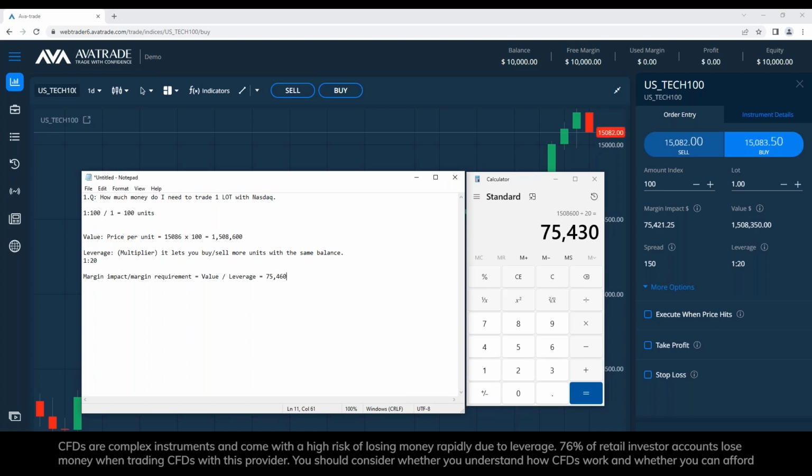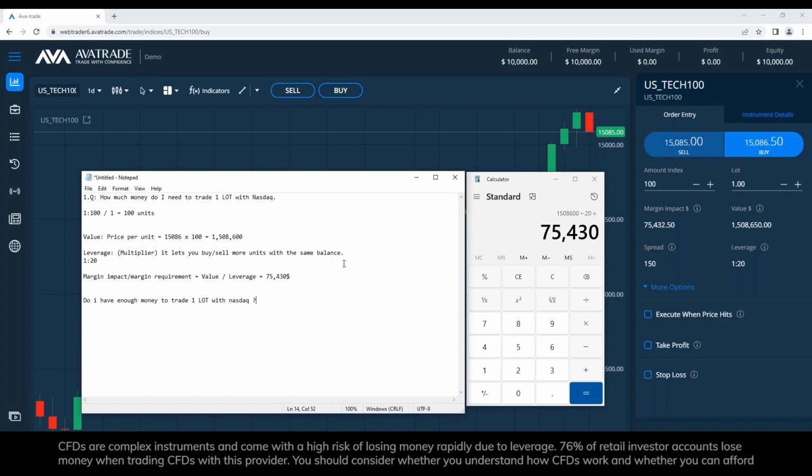Okay, guys, so do I have enough money to trade Nasdaq with the 10,000 that I have? What do you think? Do I have enough money to trade one lot with Nasdaq? Guys, I need you to be a little more active, otherwise I wouldn't know if you understand or not. Do I have enough money to trade one lot with Nasdaq? No. Okay, thank you, Bob.